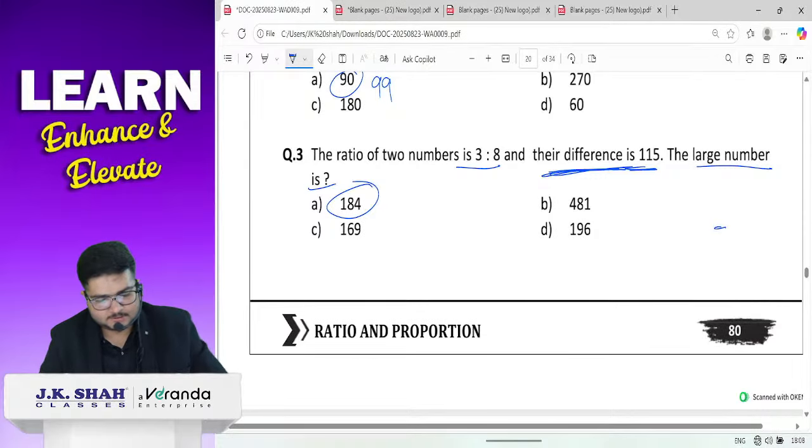The answer is option A. Right. Similarly, we have to do the fourth question.